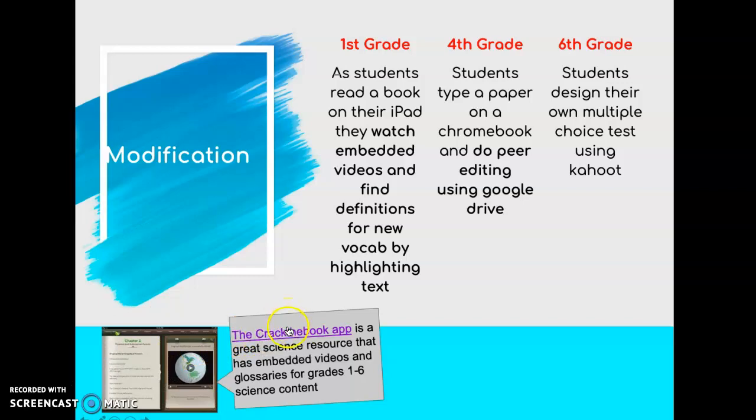And that app, you can go right to it when you look at this on your own. And it's really a great app, and I've used it, and it levels materials and has supporting materials from grades 1 through 6 according to the Next Gen Science standards. And so I think most of you would find this very interesting for your classroom. Fourth grade in modification is about peer editing, and in sixth grade, students might create their own test using Kahoot.